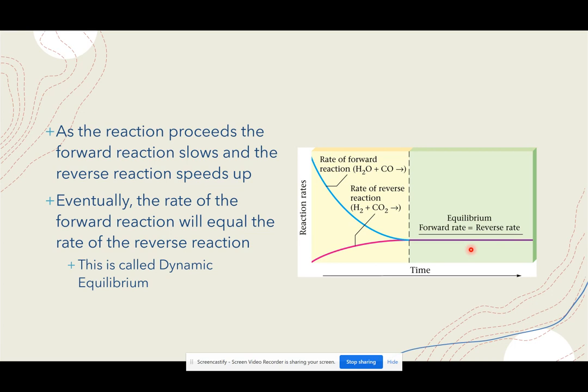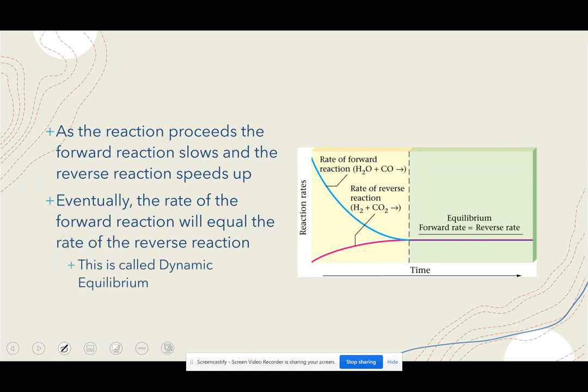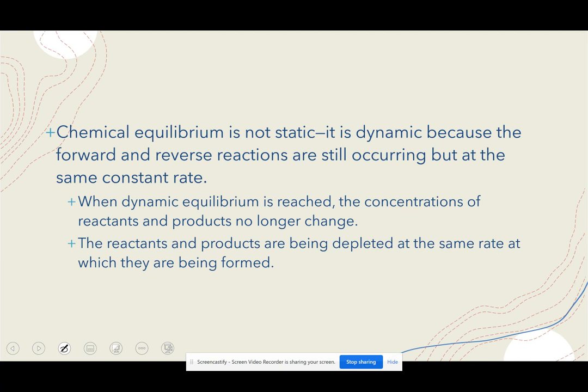Chemical equilibrium is when the rate of the forward reaction equals the rate of the reverse reaction. It is called dynamic equilibrium. That word dynamic is there to indicate that, like I said on the last slide, the process doesn't stop, it continues happening, but for every 1 mole of reactant that reacts, we have 1 mole of product that reacts. So again, chemical equilibrium is not static, it is dynamic because the reactions are still occurring, but they are occurring at a constant rate.